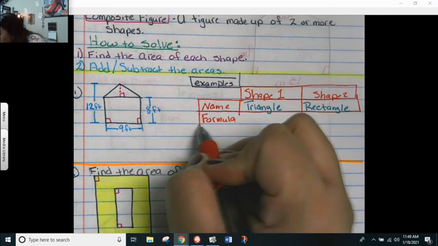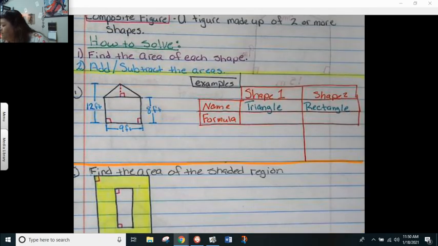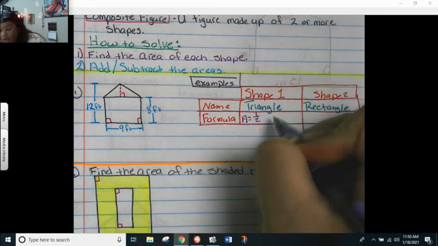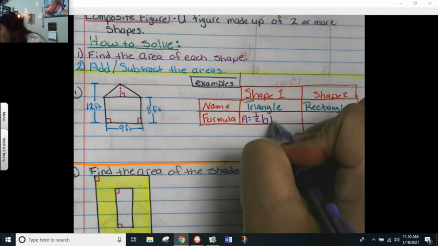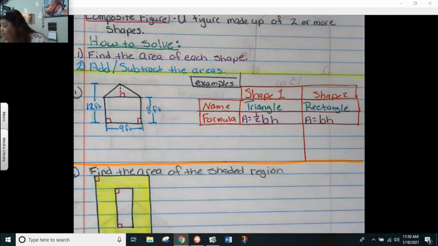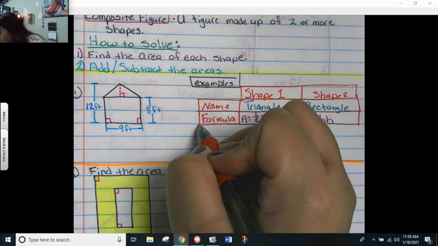After this, I'm going to go ahead and write the formula for each of these shapes. So here's my next row. The formula for a triangle is area equals 1/2 base times height. And for a rectangle, it's just base times height. Now that I have those written down, from here on out, I'm just going to work on shape number 1 first, finish it off, and then I'll do shape number 2 because I don't want to get my numbers confused.